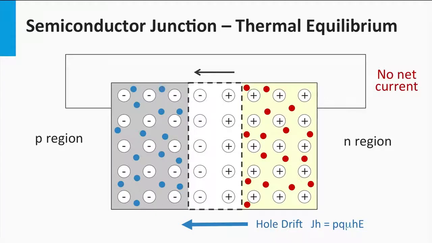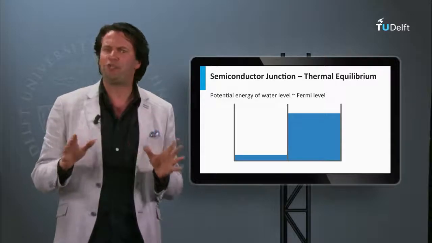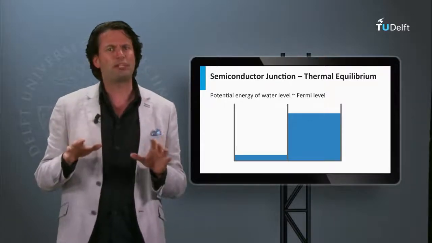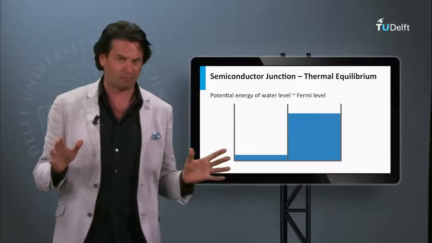If you would connect the left side of the p region and the right side of the n region with an electrical circuit, we would have no current flowing through the circuit. The electric field will create a built-in voltage over the space charge region. The origin of the built-in voltage can be demonstrated by looking at the electronic band diagram of a p-n junction.